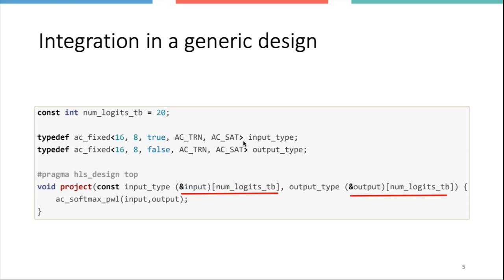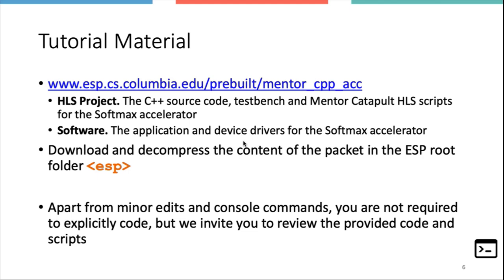You can find the material of this section on the ESP webpage. The material contains the following code: the HLS project, that is the C++ source code, the test bench, and the Mentor Catapult HLS script for the softmax accelerator, and the software, that is the application and the device driver for the softmax accelerator. Apart from minor code edits and console commands, you are not required to explicitly code, but we invite you to review the provided code and scripts when you try it after the tutorial.